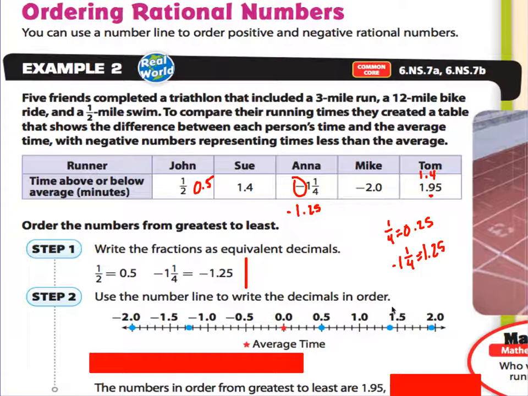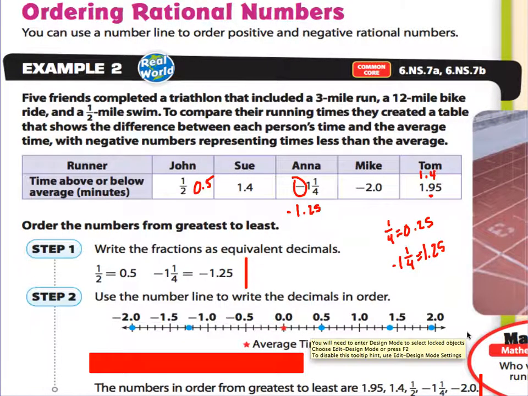Then the next largest is going to be the 1 and 4/10, because I'm just working my way towards the left. Here I have 0 and 5/10, which was actually 1/2. And then my next is going to be, excuse me, the negative 1 and 1/4. And then the negative 2.